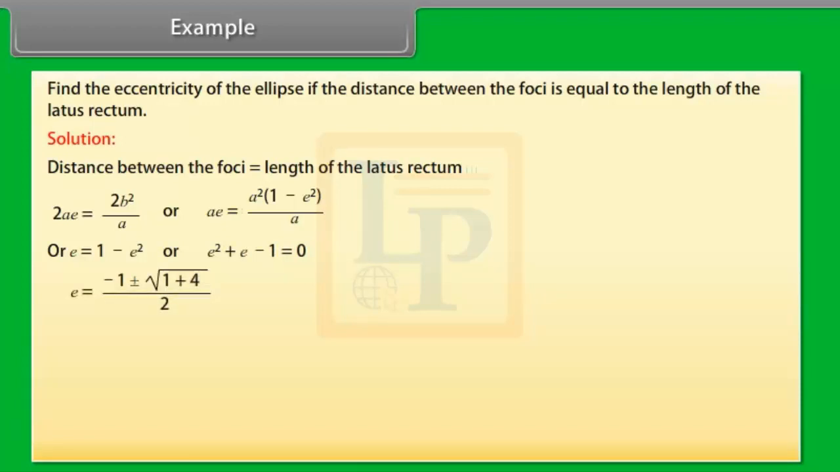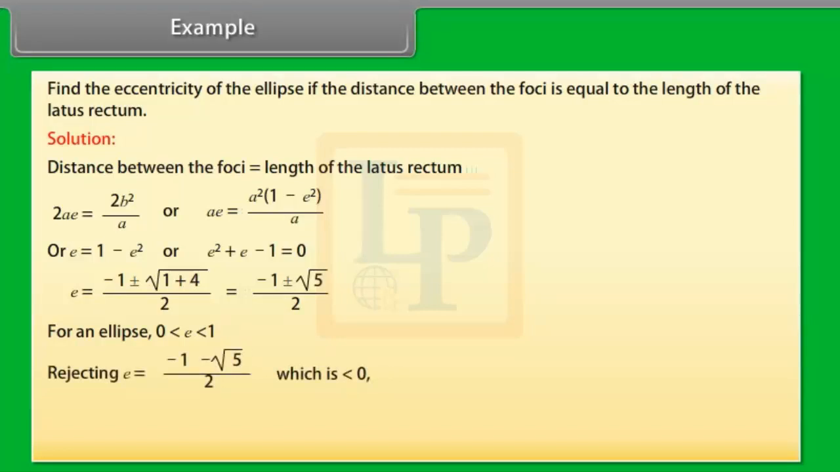minus 1 plus or minus under root 1 plus 4 upon 2, which is equal to minus 1 plus or minus under root 5 upon 2. For an ellipse, 0 is less than e is less than 1. Rejecting e is equal to minus 1 minus under root 5 upon 2, which is less than 0, we have e is equal to under root 5 minus 1 upon 2.